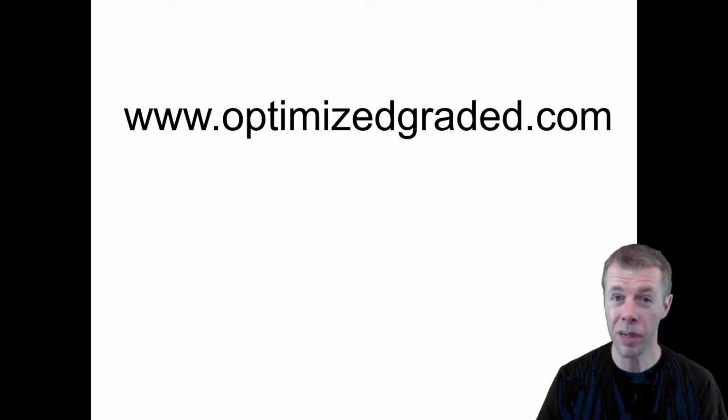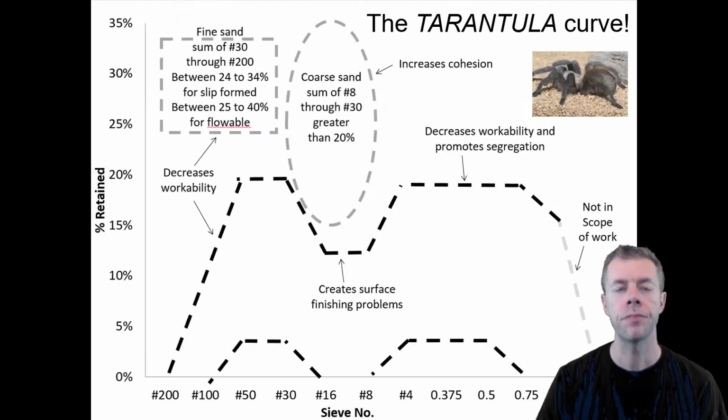And again, all of this information is summarized on this website, optimizegraded.com. Everything went in to produce something called the Tarantula curve. That's what I'm showing here. This is over $1 million of research that we can summarize on one curve. I think that's pretty awesome when you can simplify things that much.